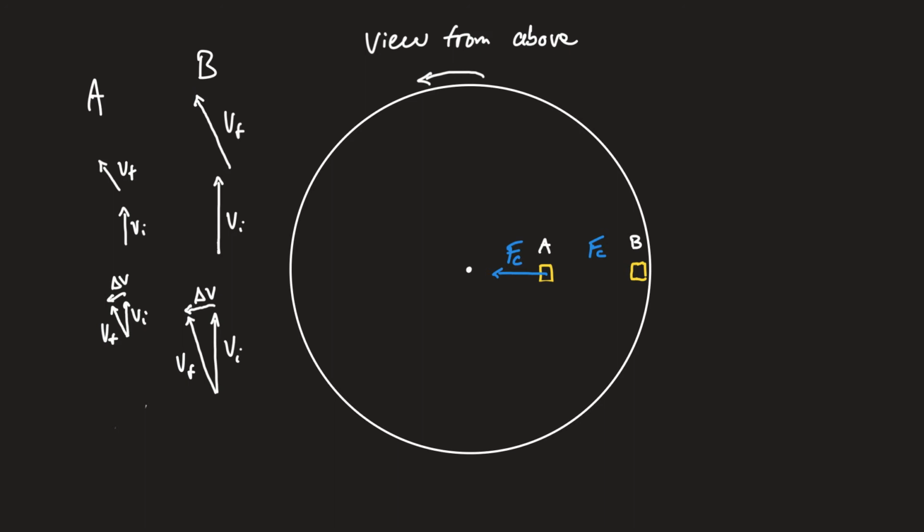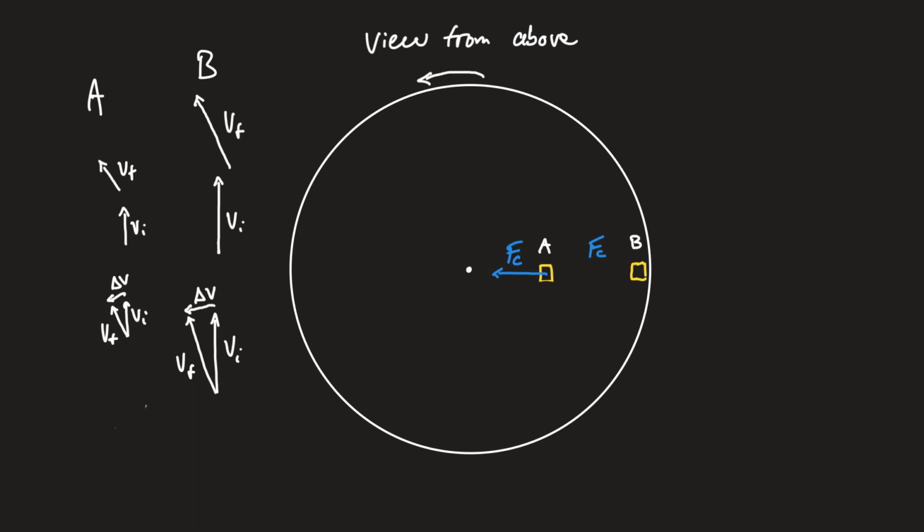You can see how, when the object is at location B, it has larger velocity vectors because you're going faster out there just because of the geometry of a circle. Remember, twice as fast. These vectors are twice as large. And so you can see it would require more change in velocity.